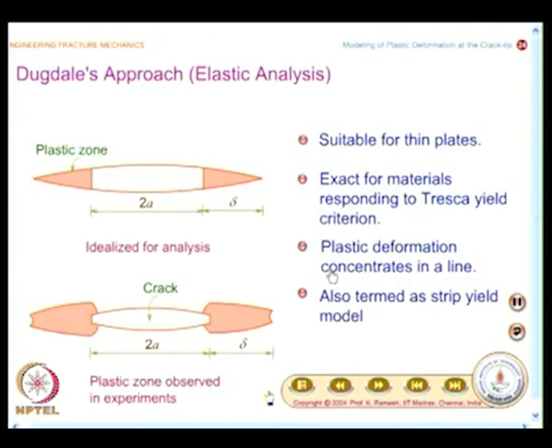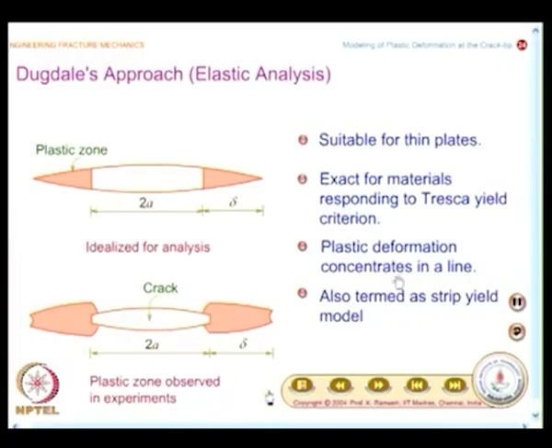For the Dugdale's model, he assumed that plastic deformation concentrates in a line. See, this goes with the other two assumptions. When you have a thin plate and the material responds to Tresca yield criterion, this is also valid. In fact, we would see later when Dugdale reported the results, people did not accept it immediately. People were waiting for the experimental result of Hahn and Rosenfeld. We will see that also. And because you have plastic deformation concentrates in a line, the model is also termed as strip yield model.